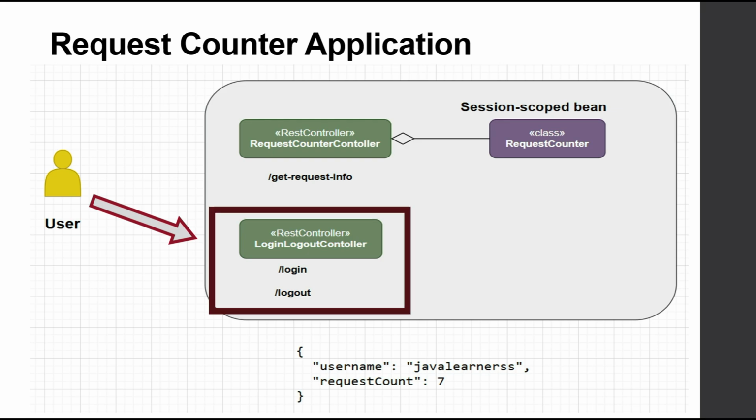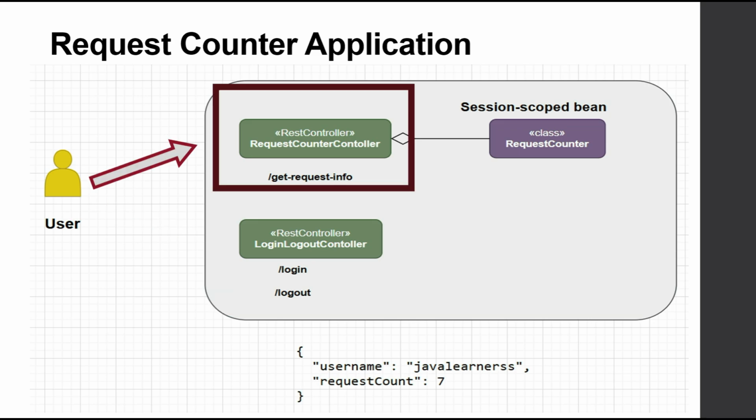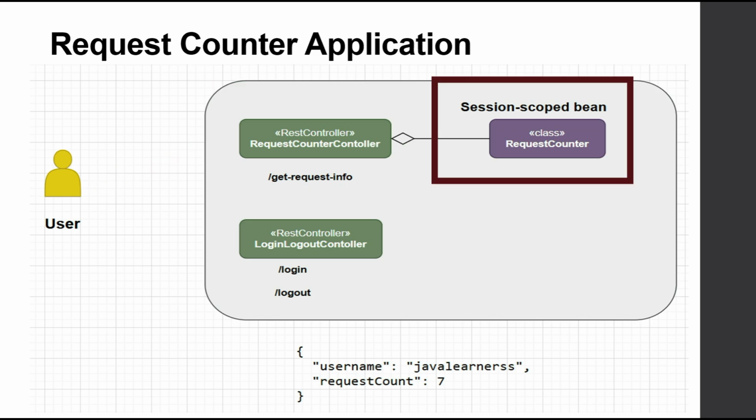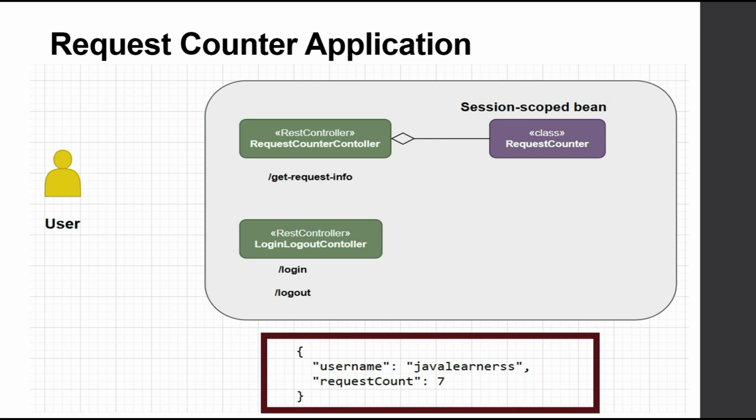The user sends a login request to the application. The application validates the credentials of the user. Upon successful validation of the credentials, a new session is created. Then the authenticated user sends a request to the request counter controller. The request counter controller contains one endpoint that increments the request count in the request counter session scoped bean. The endpoint returns a JSON response containing the name of the user and the request count that is made by that user in the specific session.